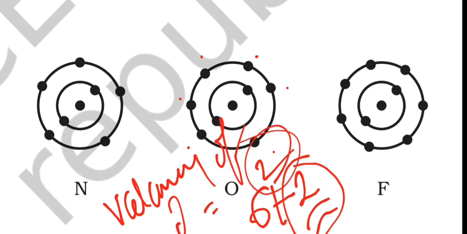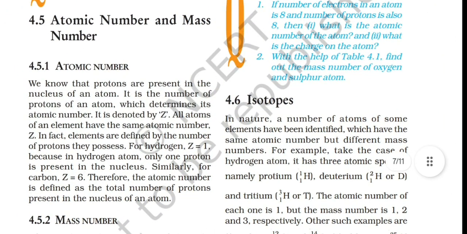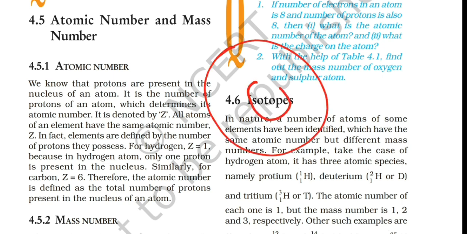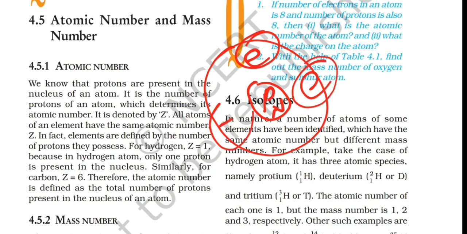Okay, next one: atomic number and mass number. Our new point is the atomic number. We know that protons are present in the nucleus. So where are protons present? Protons are present inside the nucleus. Suppose this is the structure of an atom, where the nucleus is situated in the middle. Protons and neutrons both are present inside the nucleus, and electrons are present in the orbit. Electrons are denoted by a minus sign and protons by a plus sign, as we already learned. And neutrons are neutral.